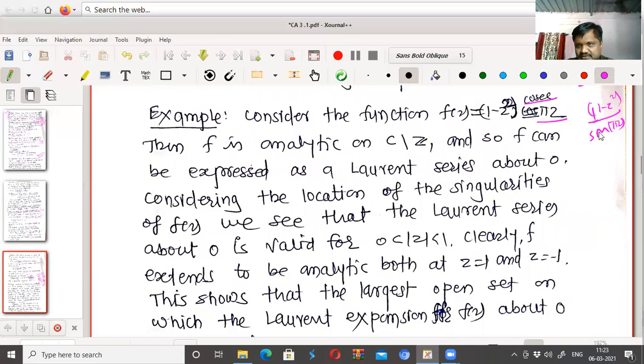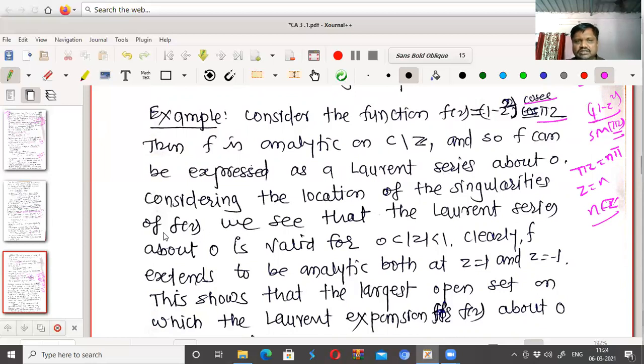We know that this function is analytic except where sin(pi z) is 0. Where sin(pi z) is 0, that means pi z equal to n pi. Pi z equal to n pi means z equal to n, and n belongs to the set of integers. Therefore, f is analytic everywhere except at the set of integers, that is C minus Z, where Z is the set of integers, and so f can be expressed as a Laurent series about 0.